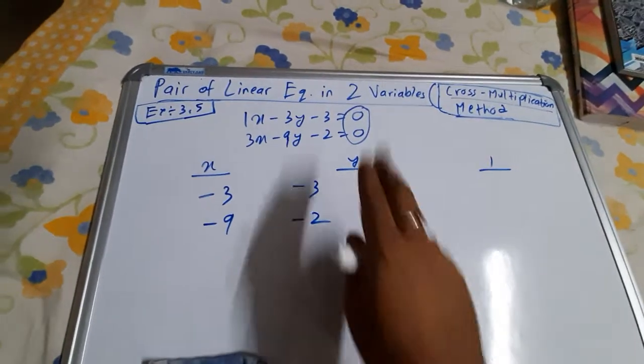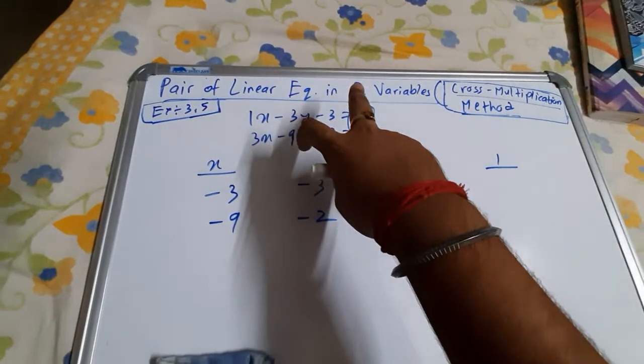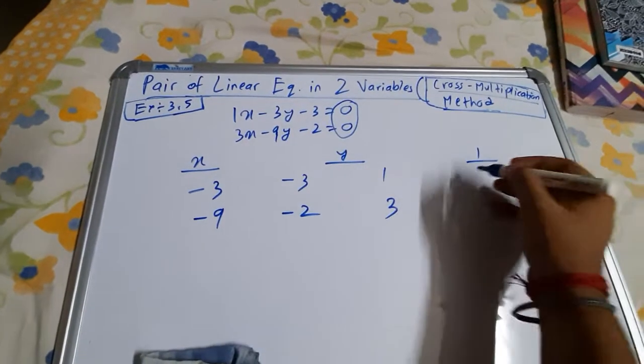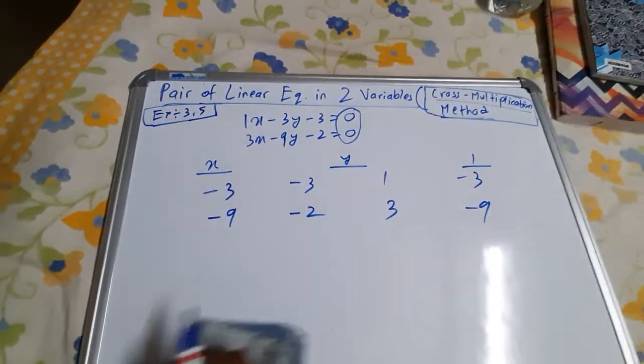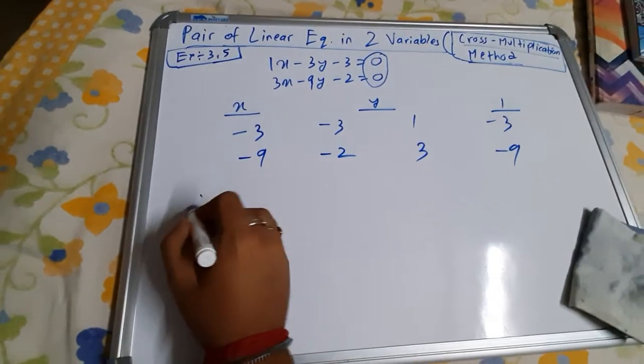Now the last one is to cover this one. 1 and 3 are already written, so we need to write minus 3 minus 9. Done. The plotting is done. Now we need to do the next part.